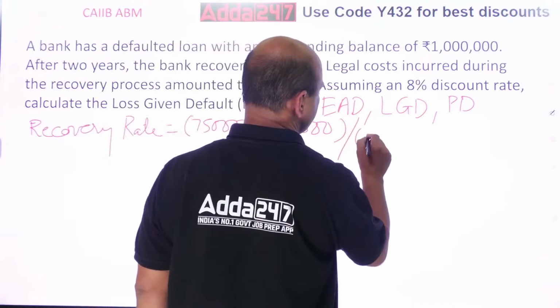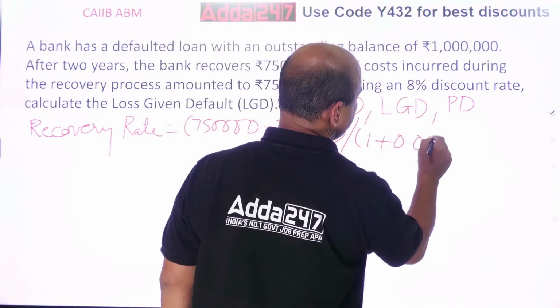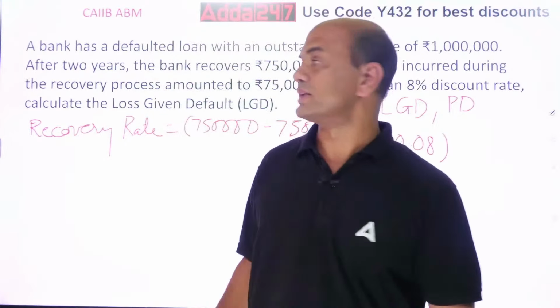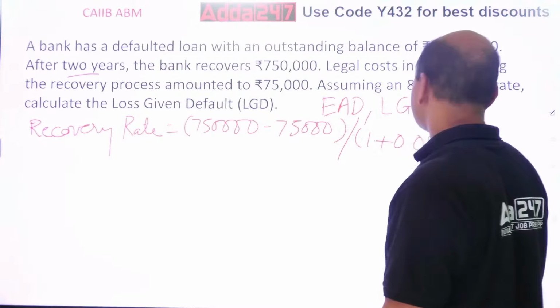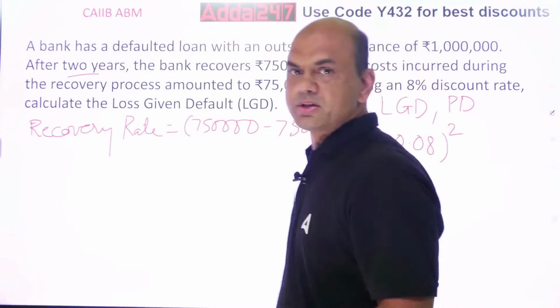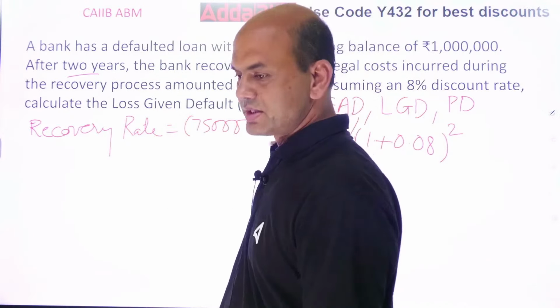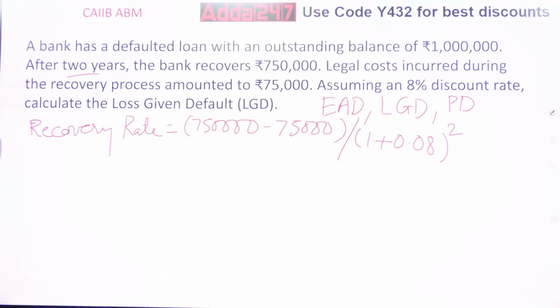So 1 plus 0.08 raised to how many years? After 2 years. Look at this. After 2 years, so raised to 2. Now solve this. First get the answer for this, then I will tell you further. Get the answer for this, everyone. Very important. You want LGD, loss given default. So, what is the answer?